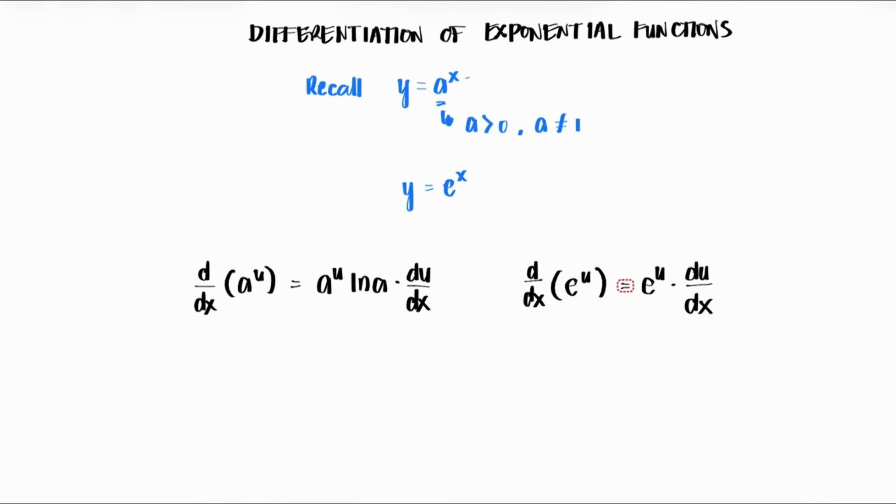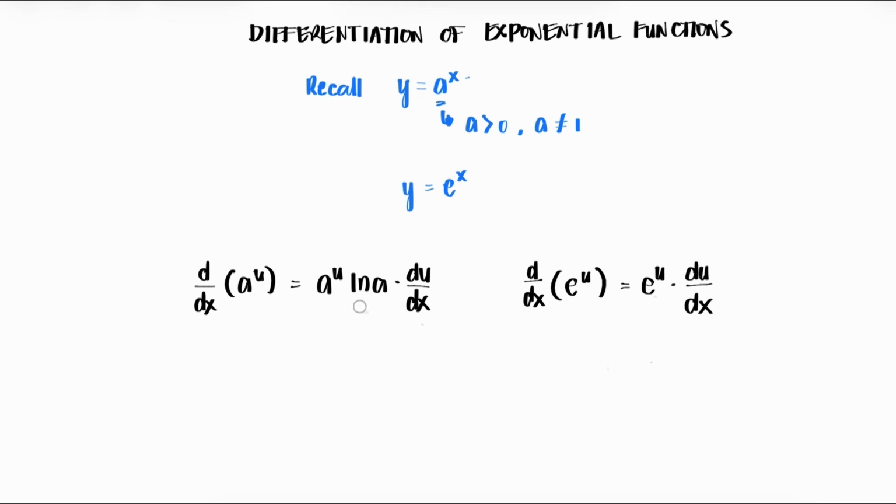So only two formulas. Copy the given, multiply with the natural log of the base a, and then multiply it by the derivative of u with respect to x. If the base is the natural number e, we copy the given e to the power of u. If we write ln of the base e, ln e is just equal to 1, so that's why we just automatically write the derivative of u with respect to x.